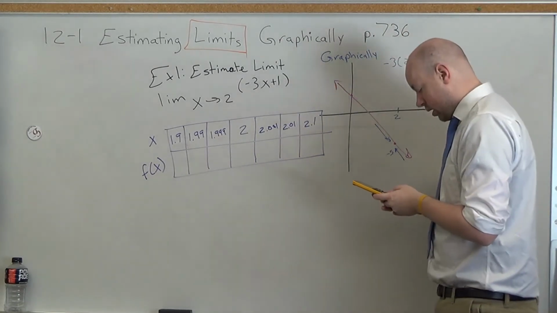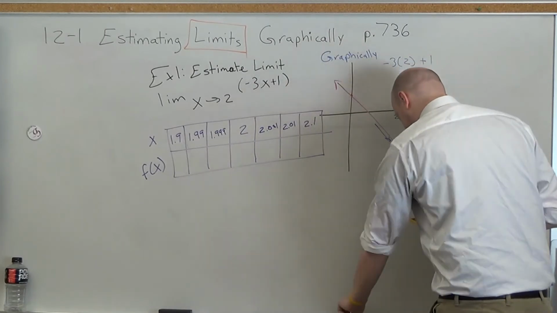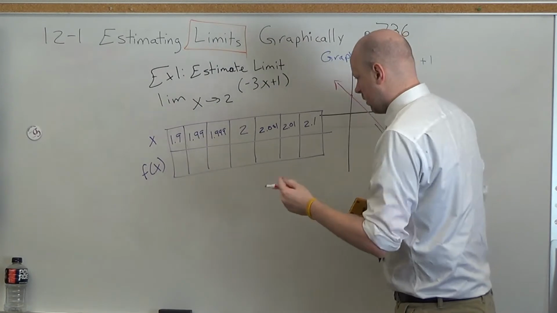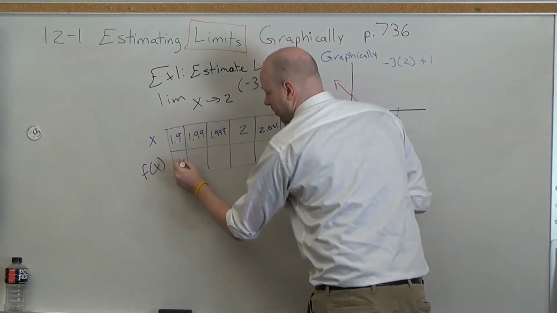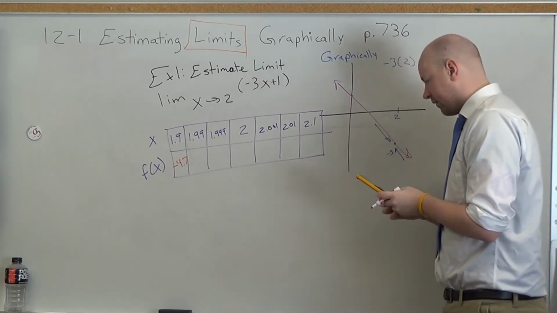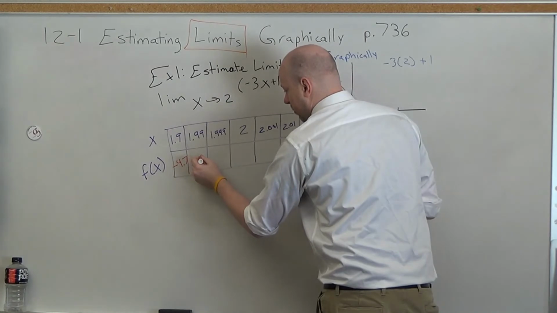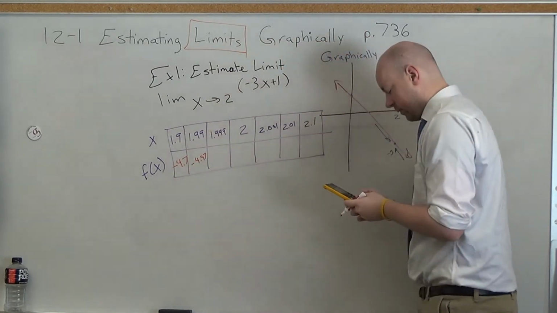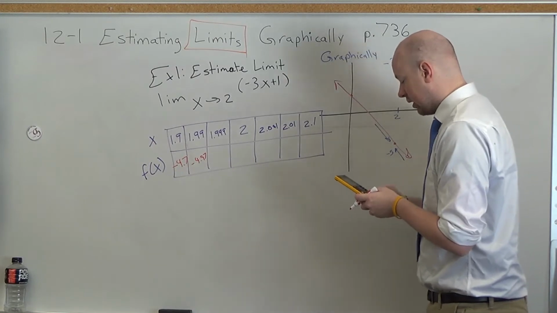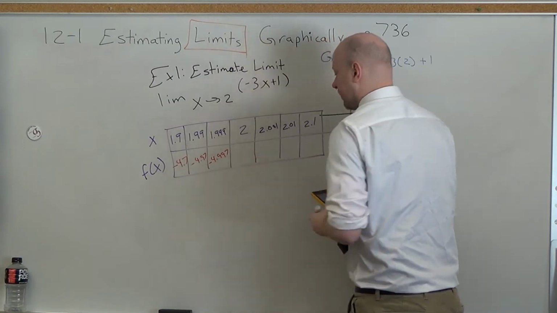So negative 3 times 1.9 plus 1 gives us negative 4.7. 1.99 times negative 3 plus 1 gives us negative 4.97. 1.999 times negative 3 plus 1 gives us negative 4.997.